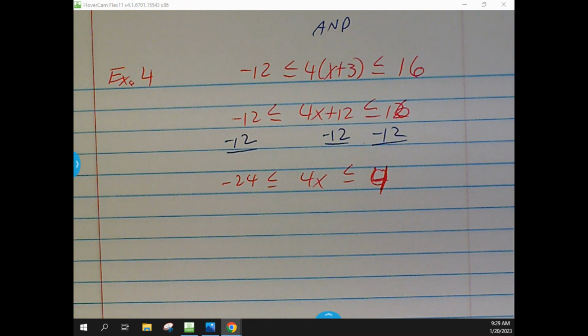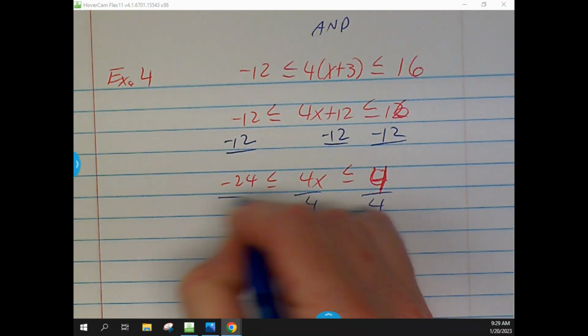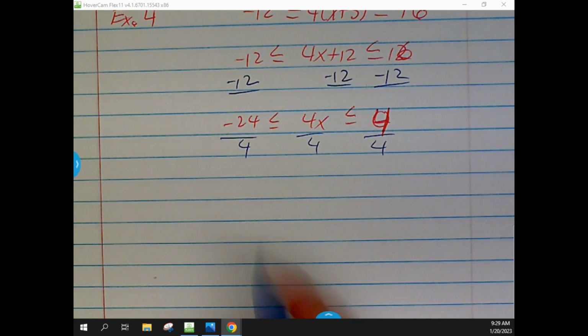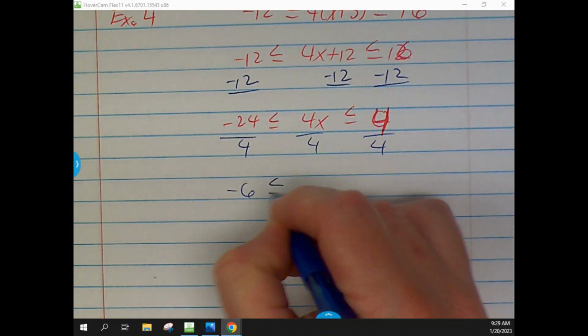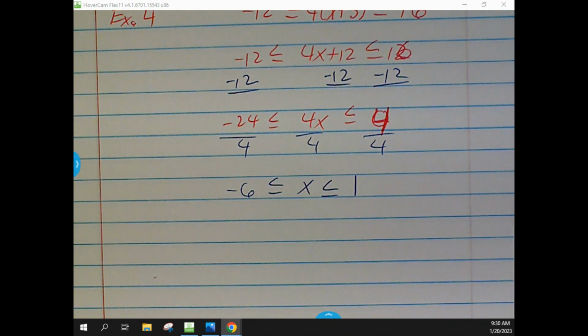Just admit it. Okay, so 16 minus 12 will get you 4. And then your one last step at the end, you're going to divide by 4. So you divide every single piece of it by 4. So you get negative 6 less than or equal to x less than or equal to 1. So x is sandwiched between negative 6 and 1.